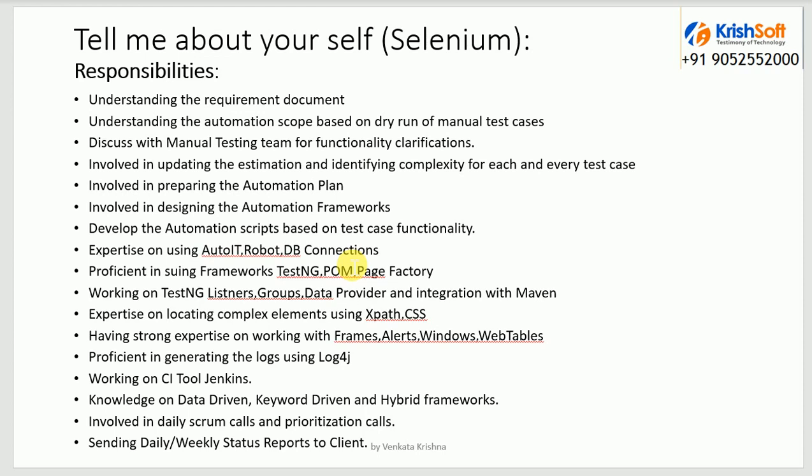TestNG is a testing framework. Maven is a build tool. It is going to build for us. Whatever dependencies we have given, all those dependencies will be downloaded for us. So that is the job of Maven. And by using Maven, we can integrate it with Jenkins also, Bamboo also. So that is the importance of Maven.